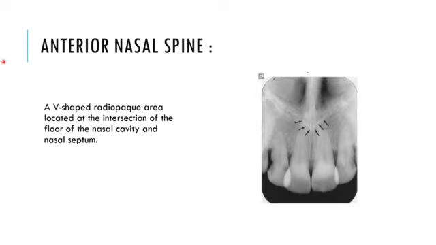Next is the anterior nasal spine. This anterior nasal spine is V-shaped. Can you see this V-shaped radiopaque area which is located at the intersection of the floor of the nasal cavity and the nasal septum? So this is the floor of the nasal cavity on either side, and this is the nasal septum, and this is the V-shaped radiopaque area, and this is the anterior nasal spine.